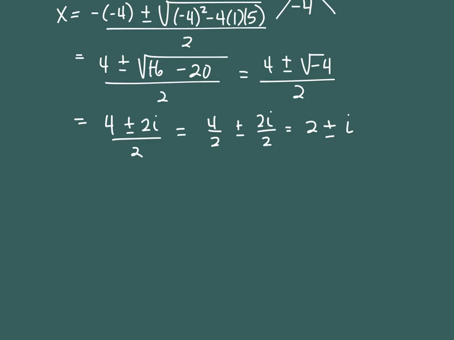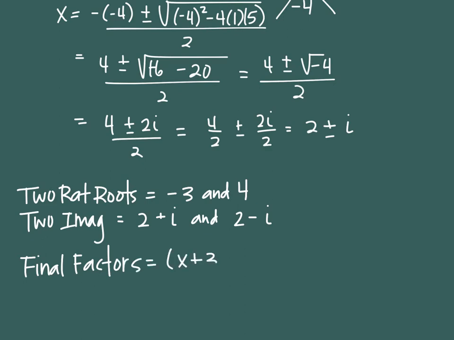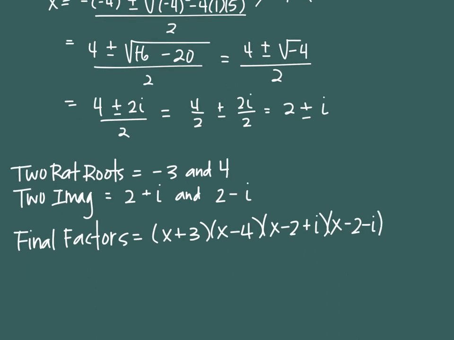So the 2 rational roots that I started with, oh, we're so close, -3 and 4. The 2 imaginaries were 2 plus i and 2 minus i. And then you can write the final factors for that. So final factors, x plus 3, x minus 4, x minus 2 plus i, x minus 2 minus i. Whew, got it done.